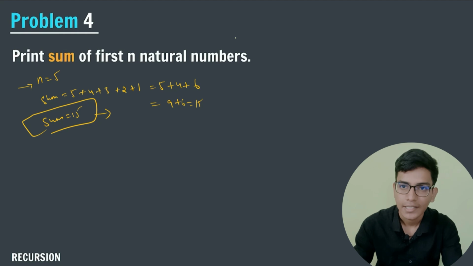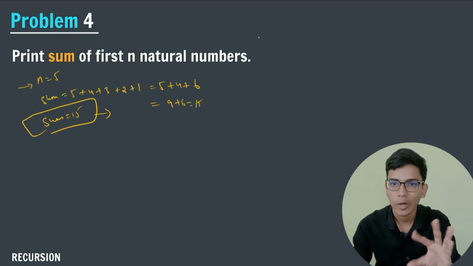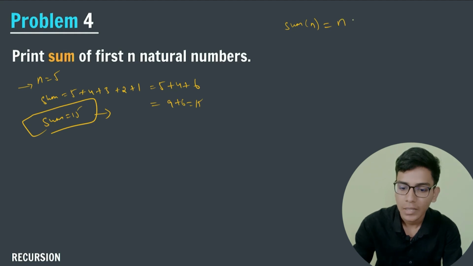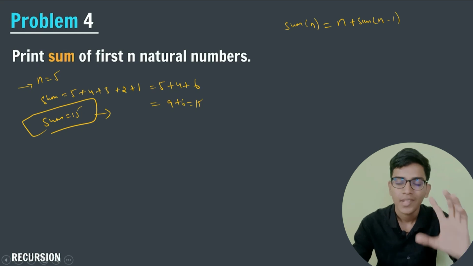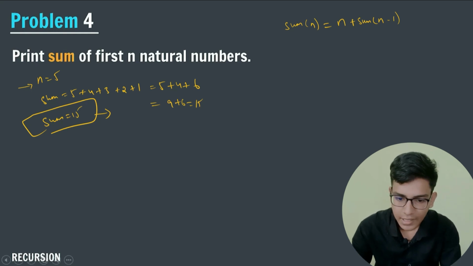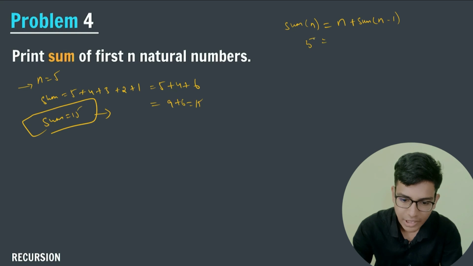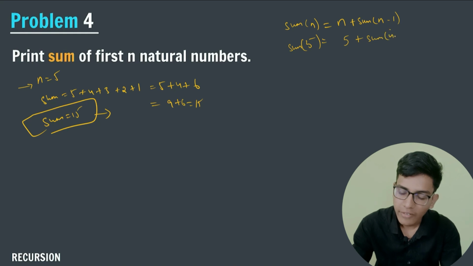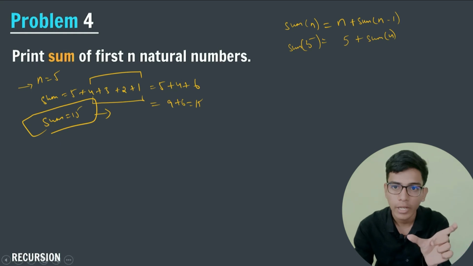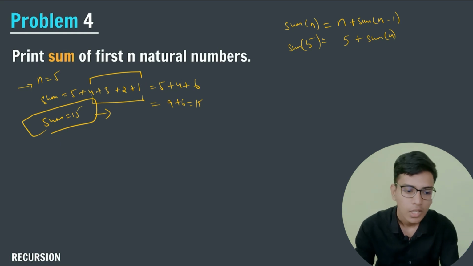Let us consider that I am creating a function to calculate the sum of n natural numbers. Let us consider that the sum of n natural numbers is equal to n plus the sum of n minus 1. This is the logical thing. Suppose I need to calculate the sum of the first 5 numbers. Then sum of 5 is equal to 5 plus sum of 4. If I find a way to calculate the sum of the first 4 numbers, then it is possible to calculate up to 5 numbers.